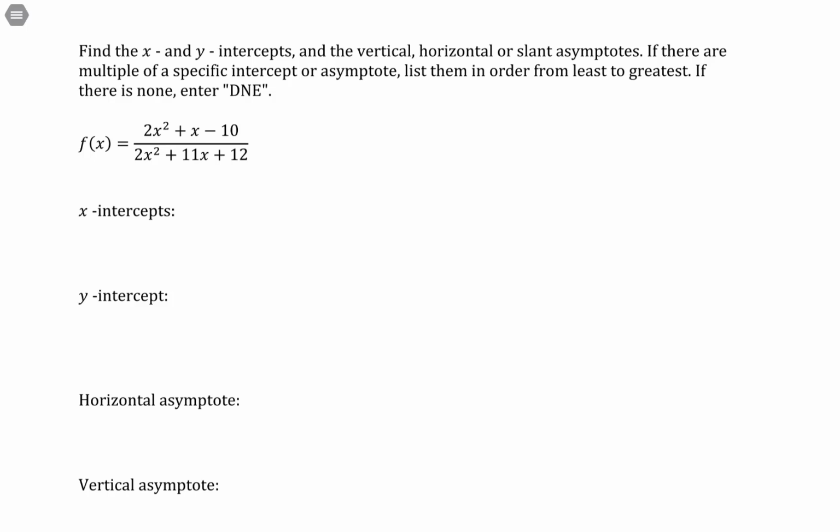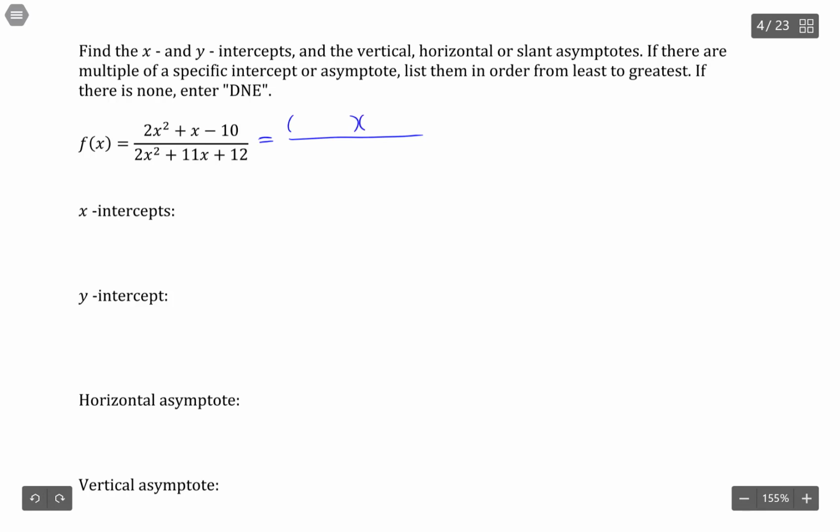Find the x and y intercepts and the vertical, horizontal, or slant asymptotes for the function. So here we have the function f of x equals 2x squared plus x minus 10 all over 2x squared plus 11x plus 12. It's easiest to do these things if you have the function both in factored form and expanded form. So I'm going to start this process out just by factoring my polynomials in the numerator and denominator.